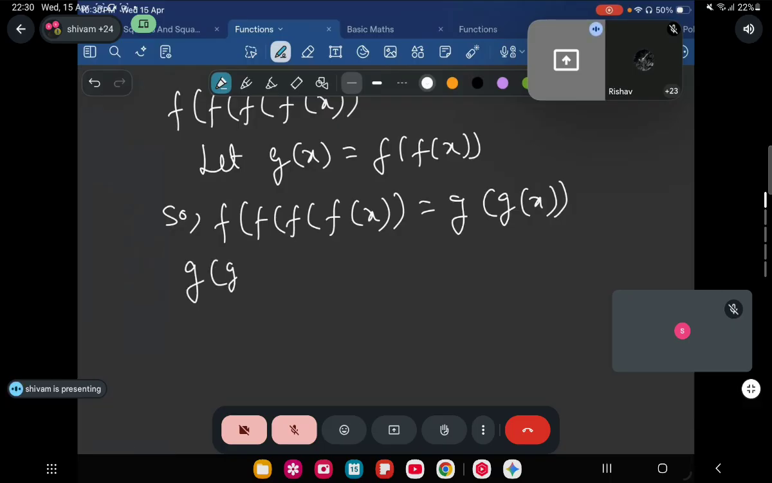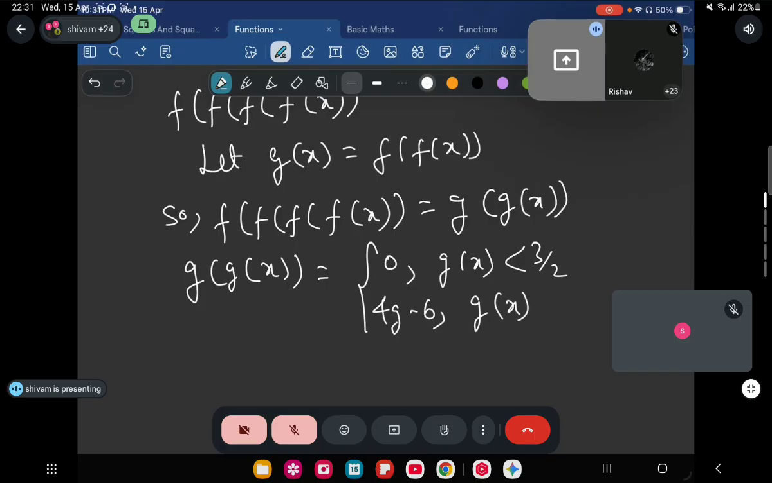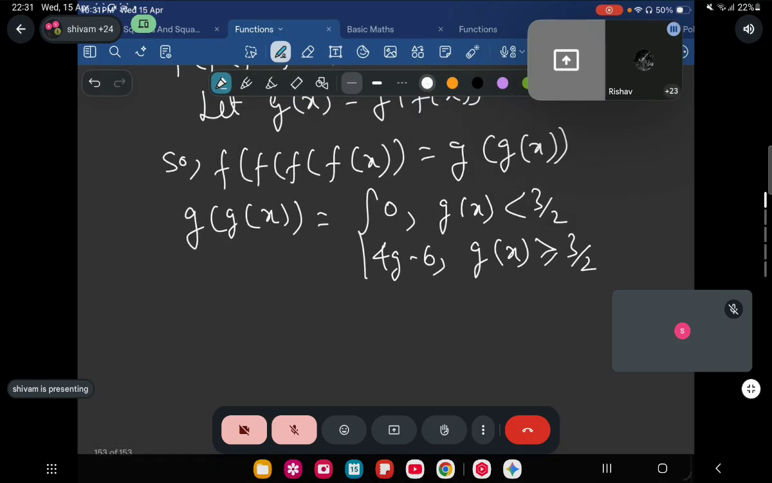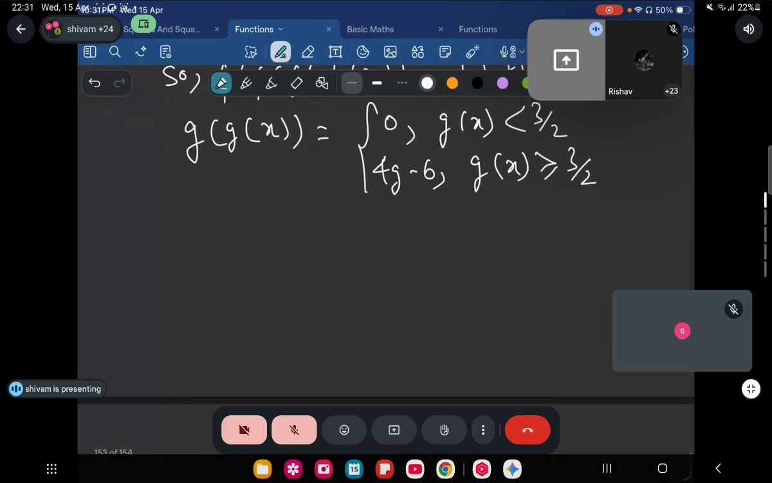Now what is g of x? g of x will be equal to 0 if x is less than 3 by 2, and it will be equal to 4x minus 6 when x is greater than or equal to 3 by 2. Tell me, Rishabh, is it clear? Yes. Okay. Next.